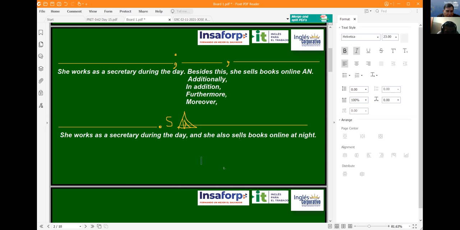But you can also say, she works as a secretary during the day. Also, she sells books online at night. Here you can say she also works selling books online at night. Also is with the same verb principally. So you can say, she also works selling books online at night.